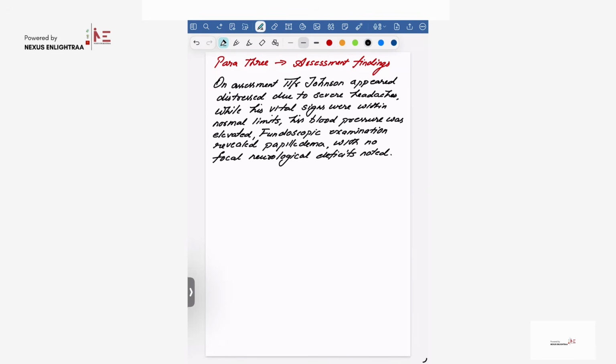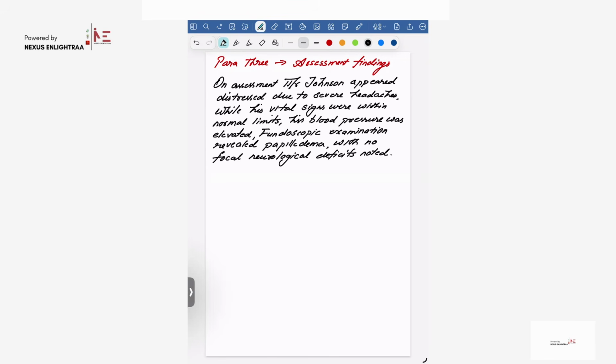So I've written, on assessment, Mr. Johnson appeared distressed due to severe headaches. While his vital signs were within normal limits, his blood pressure was elevated. Fundoscopic examination revealed papilledema with no focal neurological deficits noted.